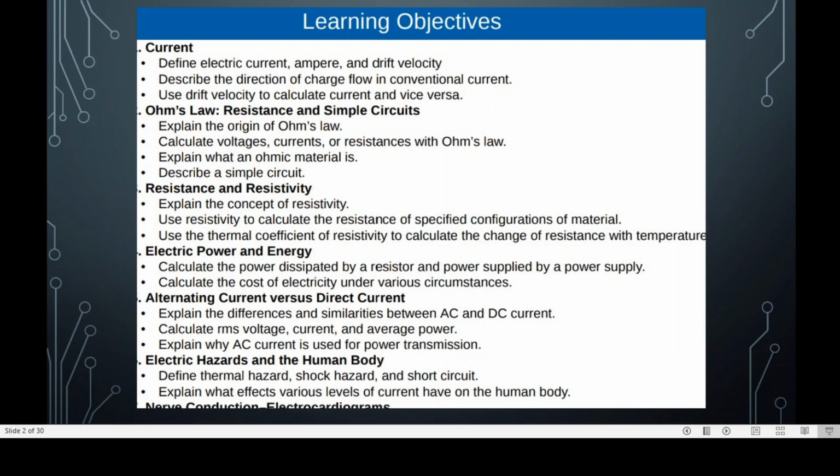Okay, the first concept is current. What are the learning objectives of this topic? Students are able to define electric current, ampere and drift velocity. They describe the direction of charge flow in conventional current. They use drift velocity to calculate current and vice versa.